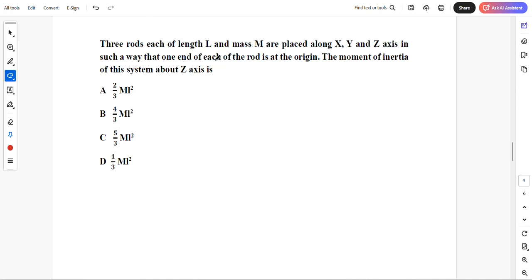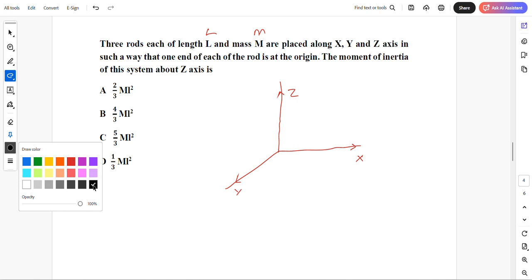What is it saying? 3 rods each of length L and mass m are placed along x, y and z axis in such a way that one end of each of the rod is at the origin. The moment of inertia of the system. Let us say this is x axis, this is y axis, and this is z axis. 3 rods. One rod is kept at what?